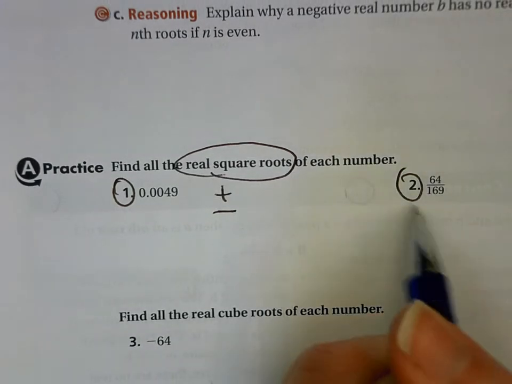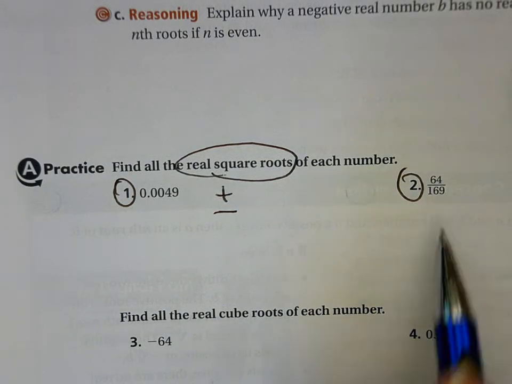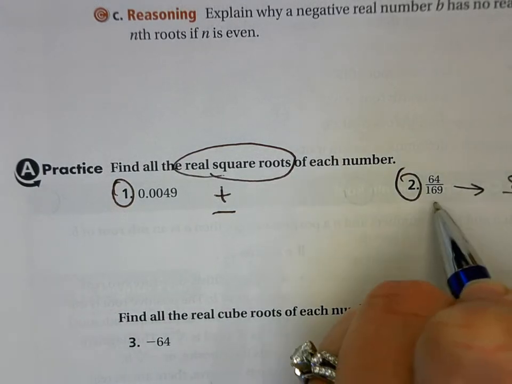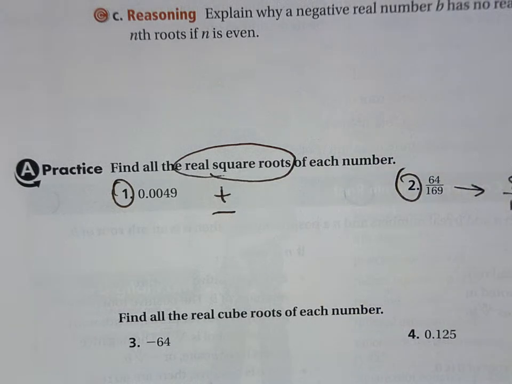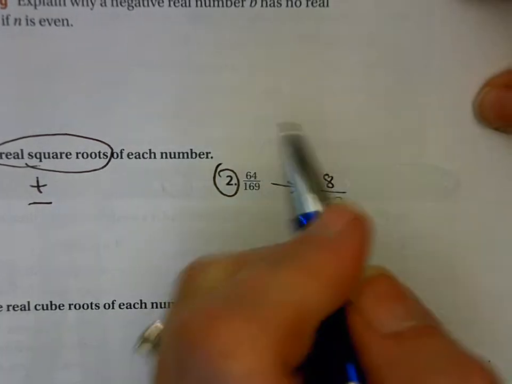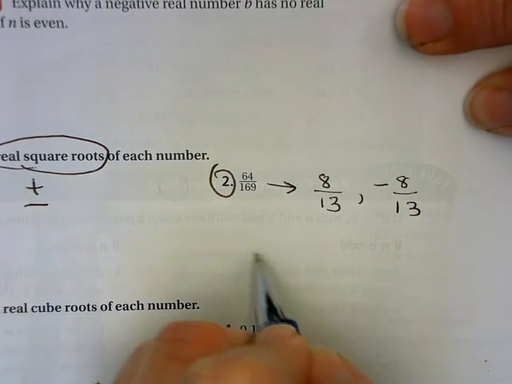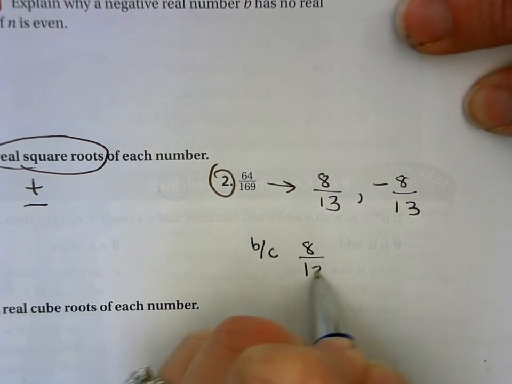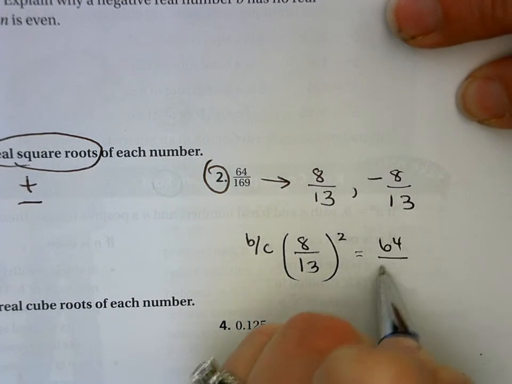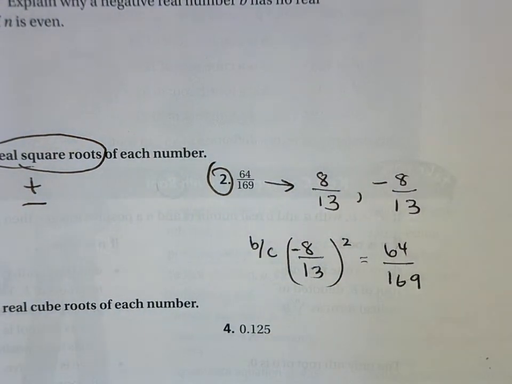There's not a square root over this, so that means there are two different values that would multiply by itself to give me 64 over 169. So I know 8 times 8 is 64, and 13 times 13 is 169. And so that means 8 over 13 is the principal root because it's positive, and then negative 8 over 13 is also a real square root. The reason is that if I were to square 8 over 13, I would get 64 over 169, and even if it were negative, when I square it, it would also be positive.